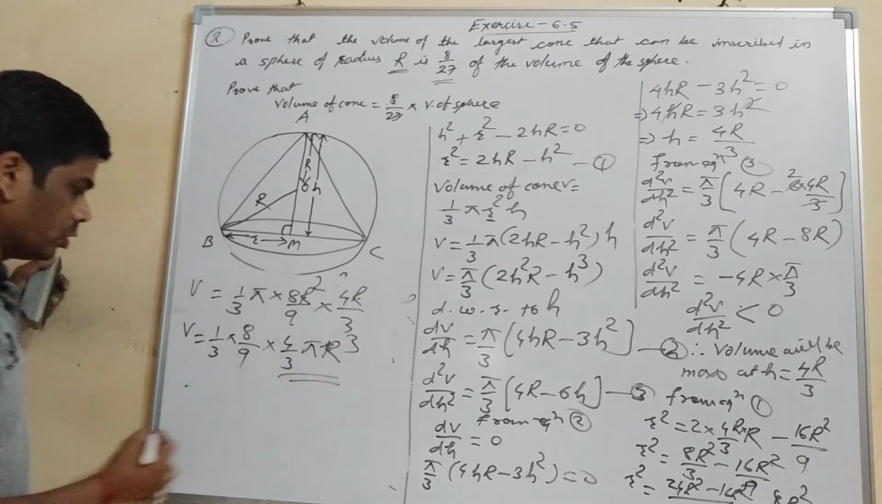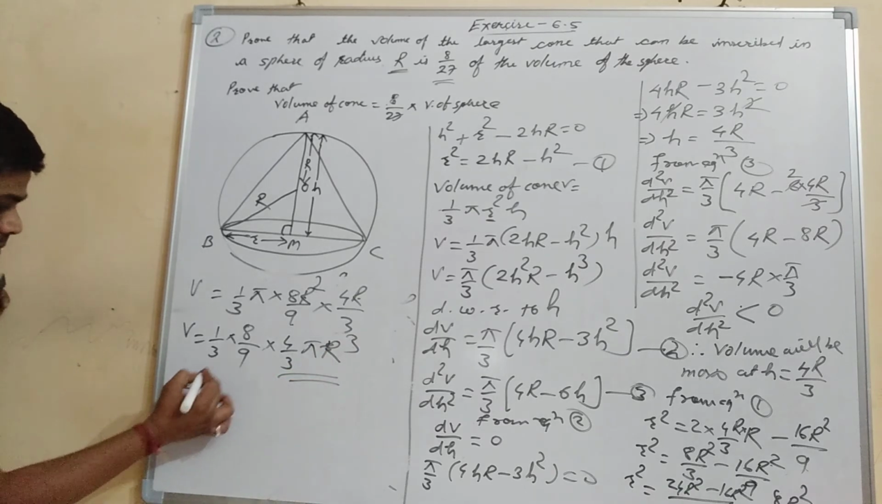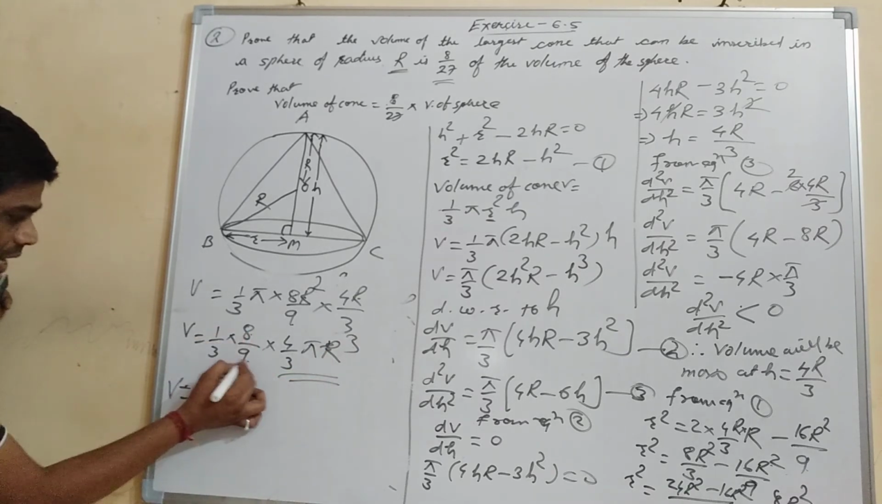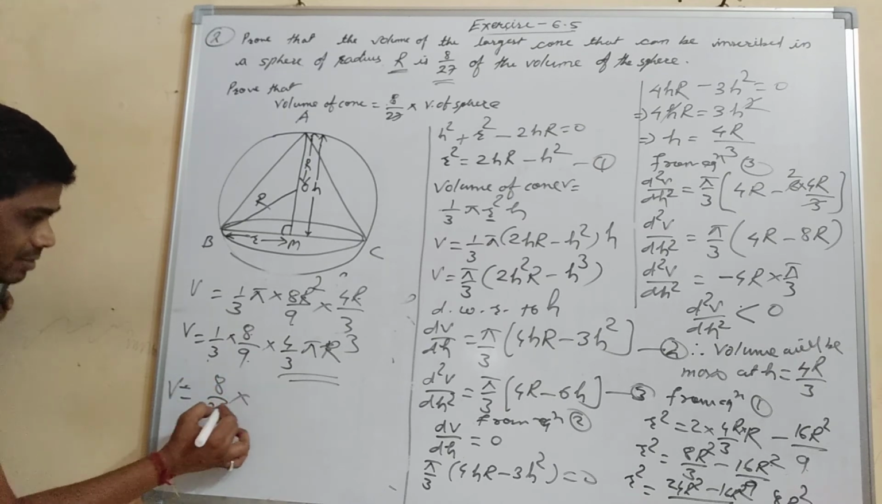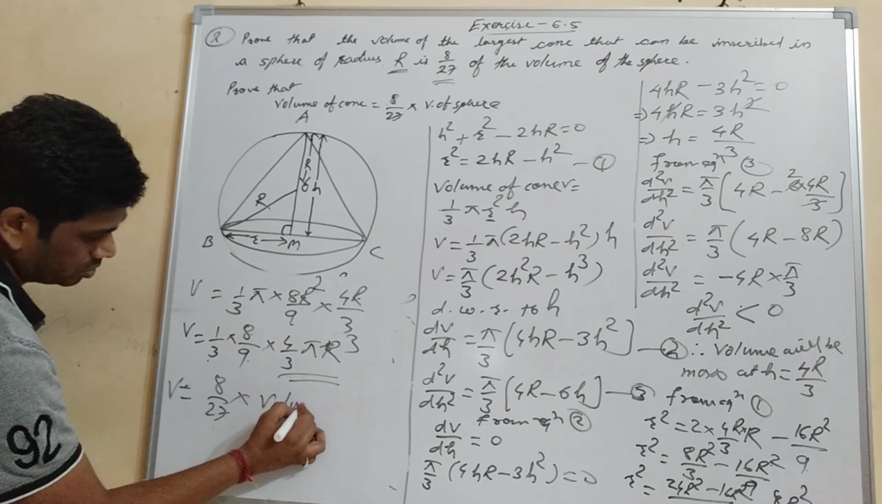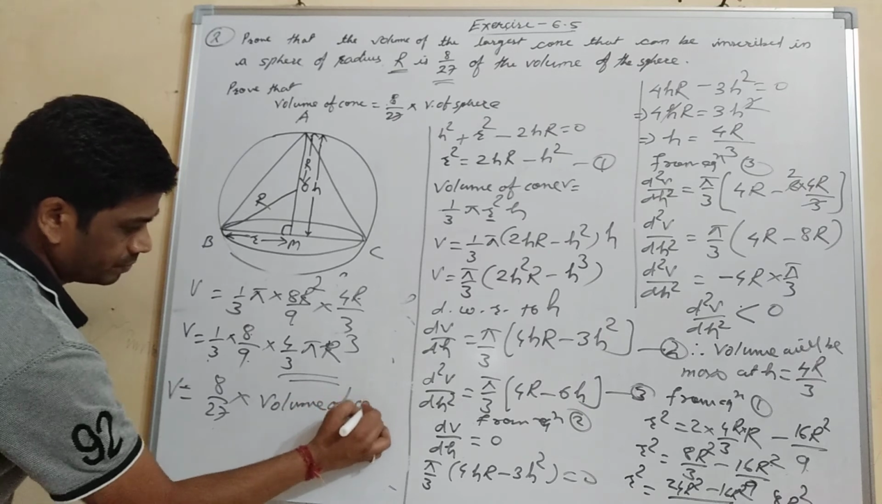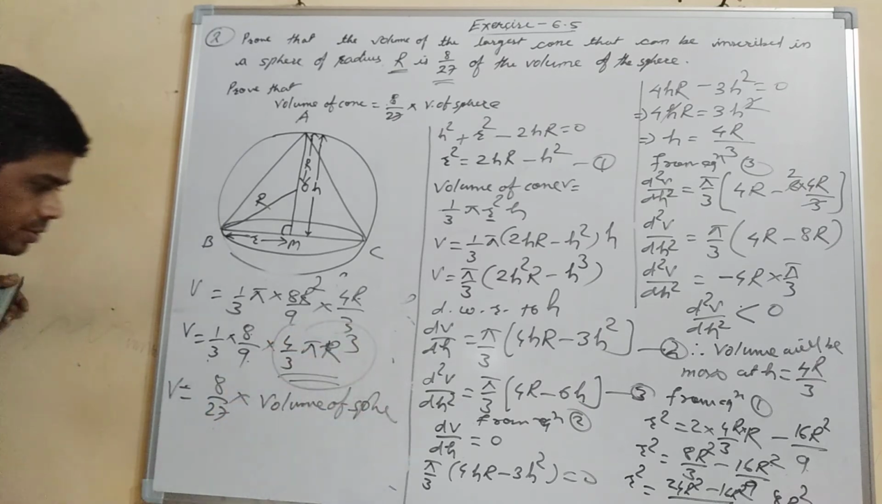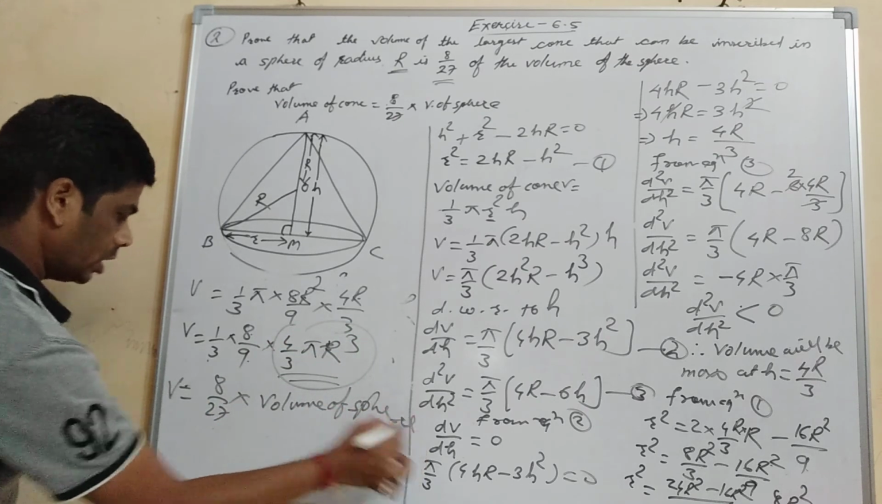So volume will be 8 ones are 8 upon 9 threes are 27 times volume of a sphere. This will be the volume of a sphere. Okay, so this is the proof.